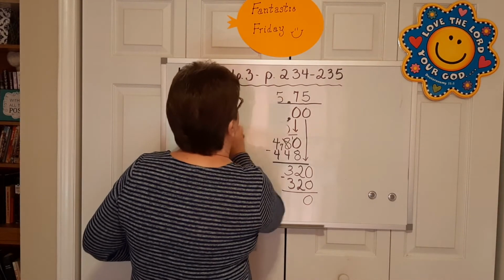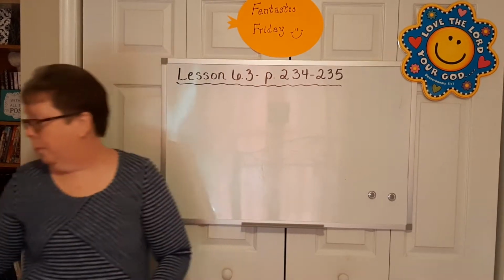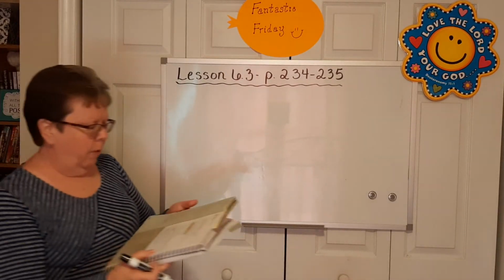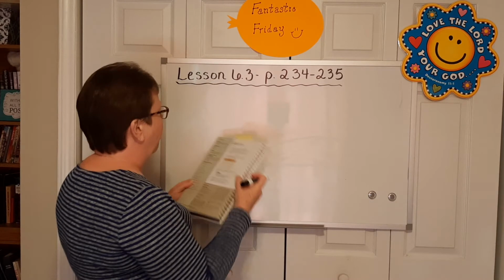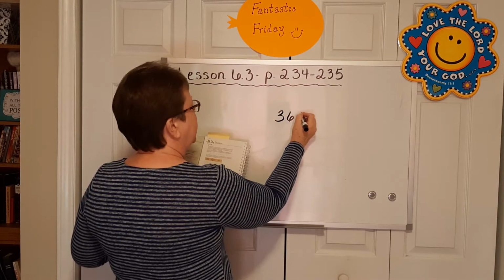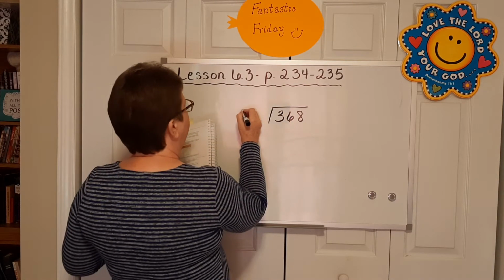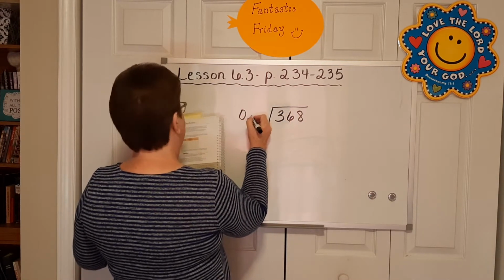Okay, so that's one good example. All right, let's do another one. There are some great examples in your book as well, but I wanted to do a few of them with you here. Okay, now let's take a whole number, 368, and we're going to divide that by 0.64.